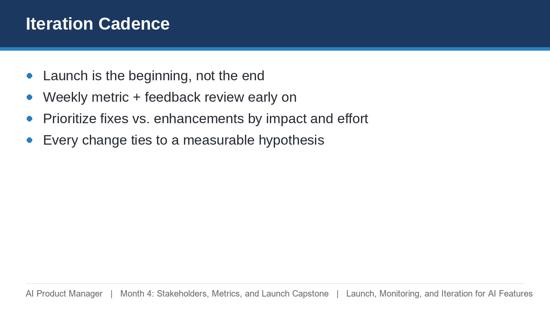Finally, treat launch as the start of a loop. Hold a regular review, weekly in the early days, of your metrics and feedback. Prioritize fixes and enhancements by impact and effort, and tie every change to a measurable hypothesis. Ship, measure, learn, repeat. That disciplined cadence is what turns a risky AI launch into a feature that compounds in value over time.